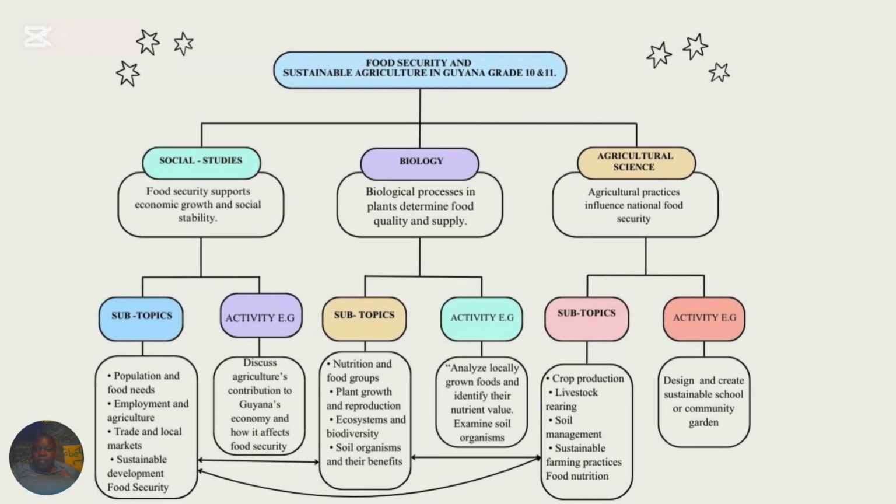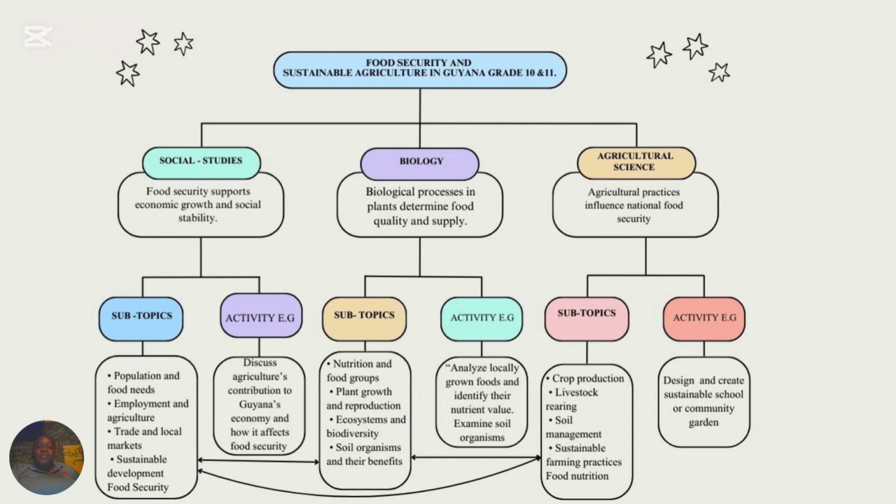Good night, and I'll be taking over from my colleague, Miss Latoya. My name is Rhoda Wallerson. I'll be discussing the concept map. This concept map shows how food security and sustainable agriculture in Guyana is connected through the different subject areas: biology, social studies, and agricultural science.